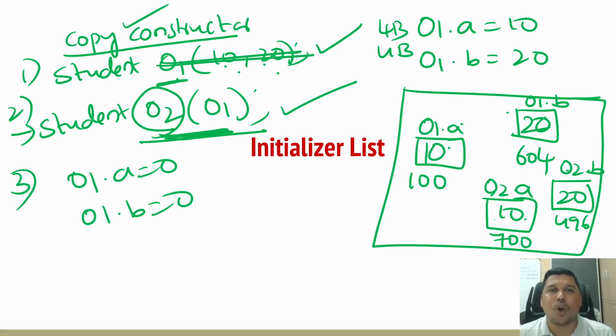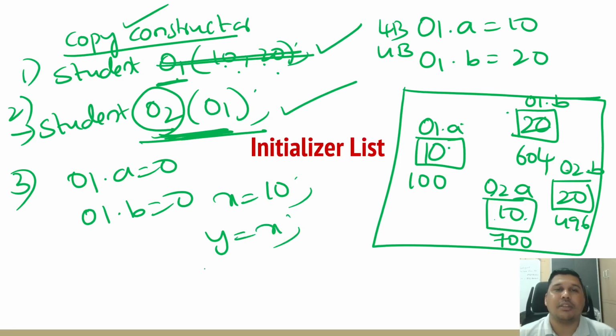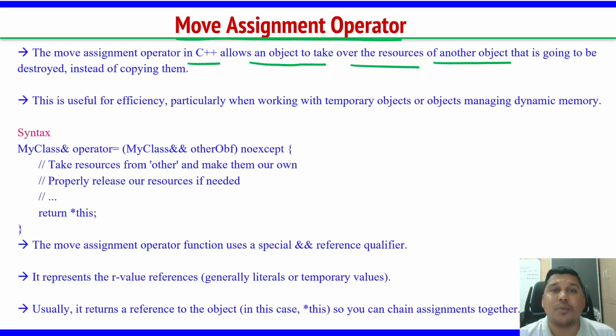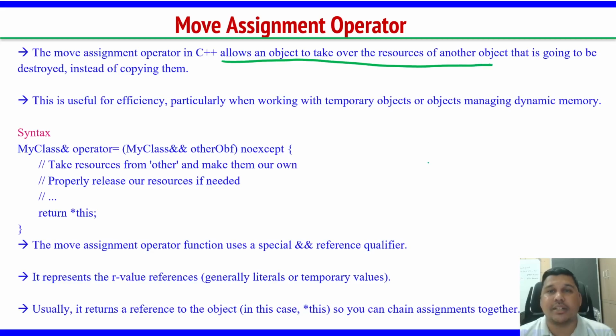Why? Once we have copied, it's like x equal to 10 is there, and you are writing y equal to x. Same thing I am doing here in the copy constructor, right? So with this background information, let's go and understand what is the move assignment operator. This operator allows an object to take over the resources of another object that is going to be destroyed.